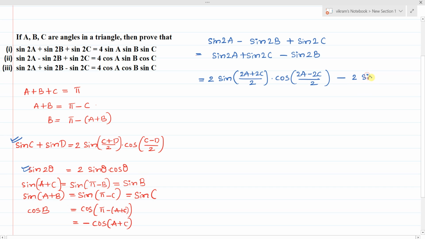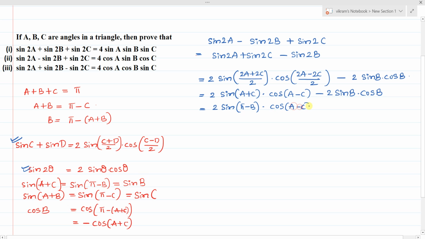Now we can write this as 2 sin B cos B. Now we can write this as 2 sin of (A plus C) into cos of (A minus C) minus 2 sin B into cos B. So now A plus C can be written as pi minus B, that is 180 minus B, into cos of (A minus C) minus 2 sin B cos B.